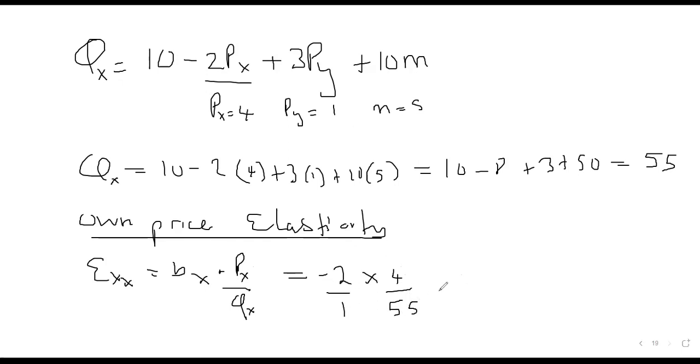You can put a 1 there if you want. So -2 times 4 is -8. 1 times 55 is 55. So when you compute that, you're simply going to get -8 divided by 55, which is -0.145. So here demand is inelastic.